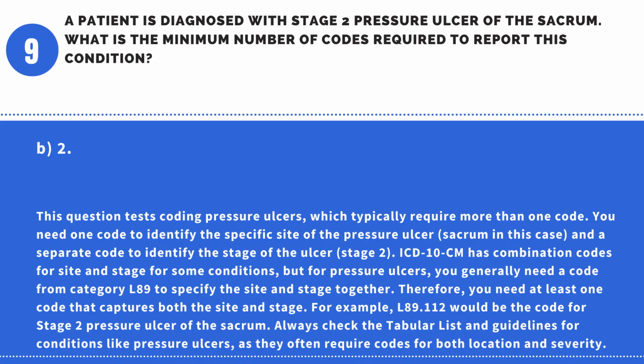For example, L89.112 would be the code for stage 2 pressure ulcer of the sacrum. Always check the tabular list and guidelines for conditions like pressure ulcers, as they often require codes for both location and severity.